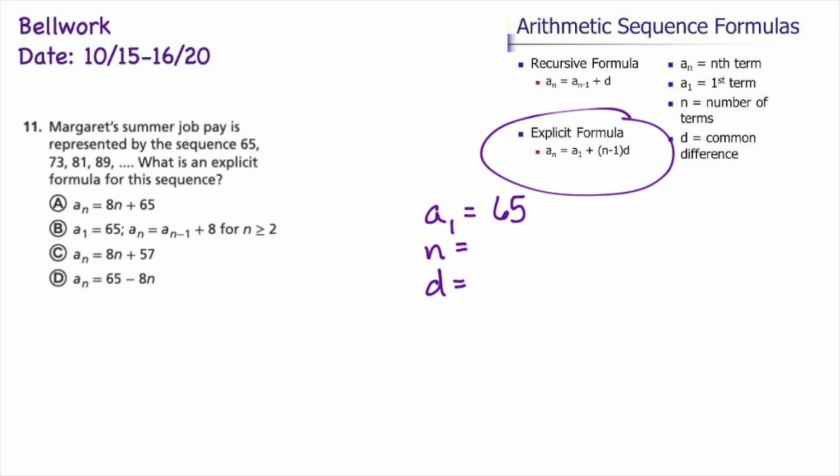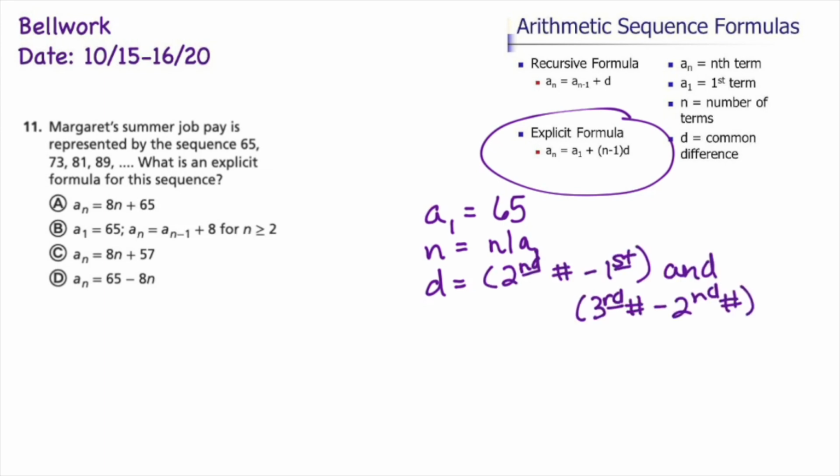It does not tell us any specific number in the sequence, so we keep n in the answer. And d is the common difference, and remember we find that by subtracting the second minus the first and the third minus the second. So we're going to go ahead and do that. The second number minus the first is 73 minus 65, which is 8. And then the third number minus the second is 81 minus 73, which is also 8. So 8 is our common difference.